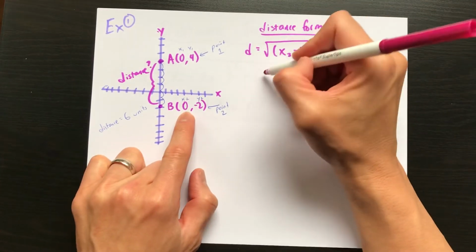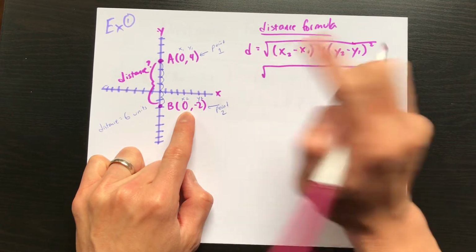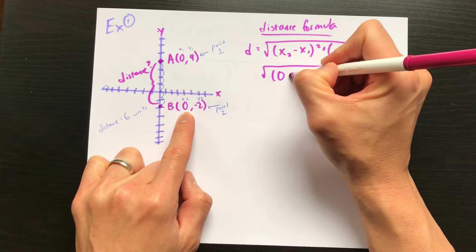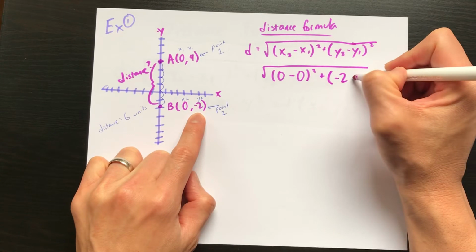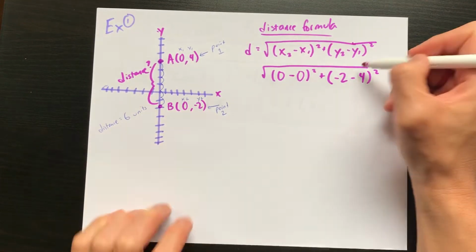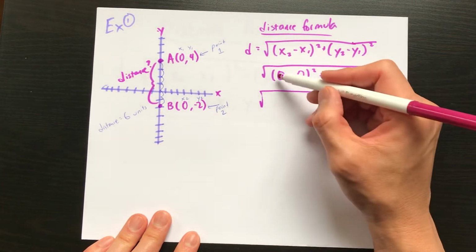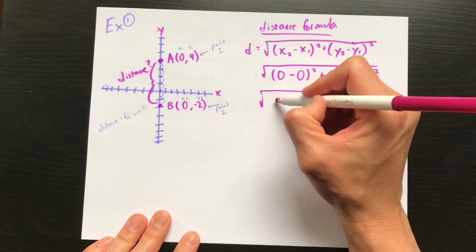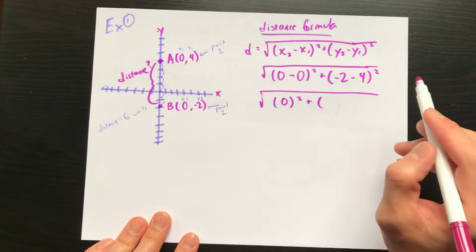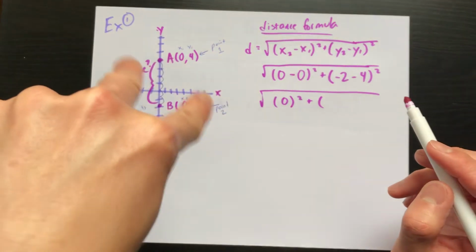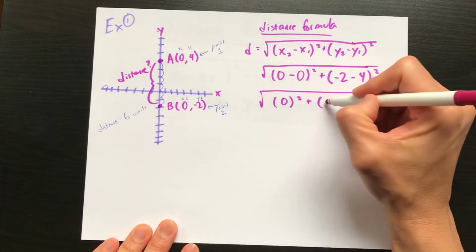So x sub 2 is 0, and you can guess what the d stands for. The d stands for distance. So this would be 0 minus 0, quantity squared, plus -2 minus 4, quantity squared. Now we simplify it. This is where GMA or PEMDAS come into play. We do inside the parentheses first. 0 minus 0 is just 0 squared. -2 minus 4, if I could do this with my fingers, you have -2 down, and then 1, 2, 3, 4. So it'd be -6.